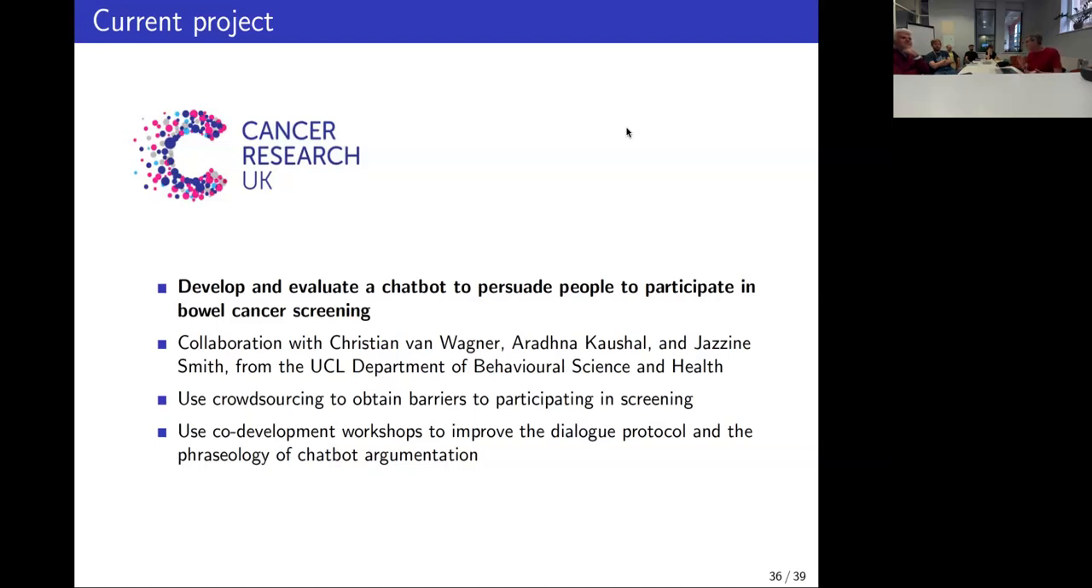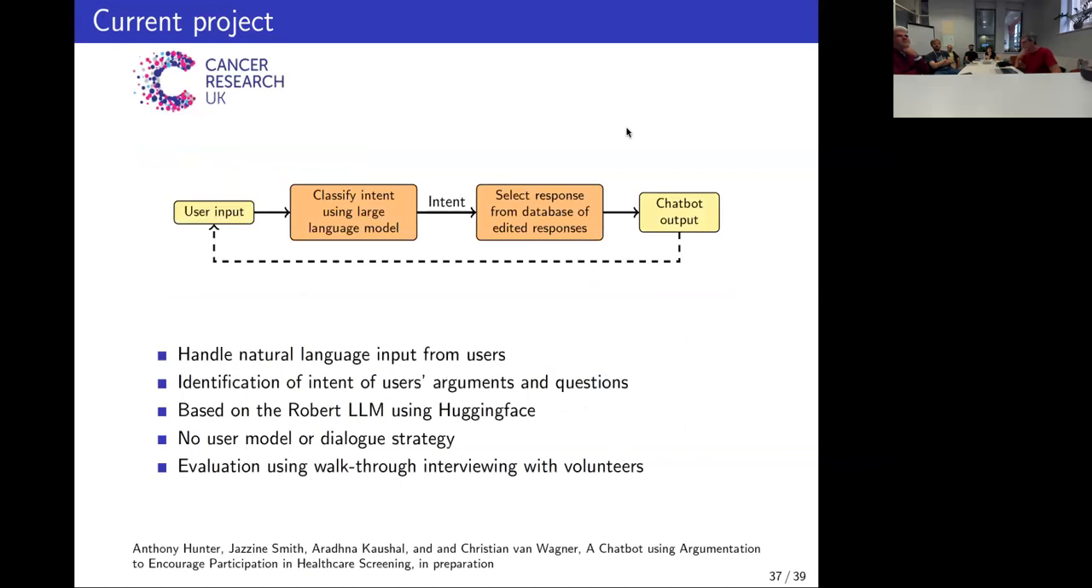Have you thought about participating in bowel cancer screening? All this is very important. So we've developed a chatbot. It has no model of the user, has no strategy, because it's a preliminary study, and I just want to get something working. So it's updating what Lisa did, and it uses a large language model.